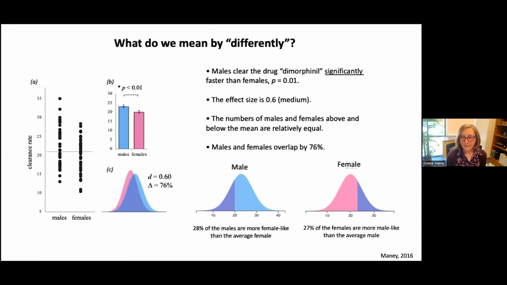Now, you can also use sexdifference.org to make graphs like these, where you can see how many males fall above or below the female mean and vice versa. In this example, 28% of the men are below the female mean, and 27% of the women are above the male mean. So if we were to give sex-specific dosing of dimorphinil, a lot of people might get the wrong dose. These purple men might be overdosing, and these purple women might not get enough. But like I said, this is a fake drug, so let's look at a real one.